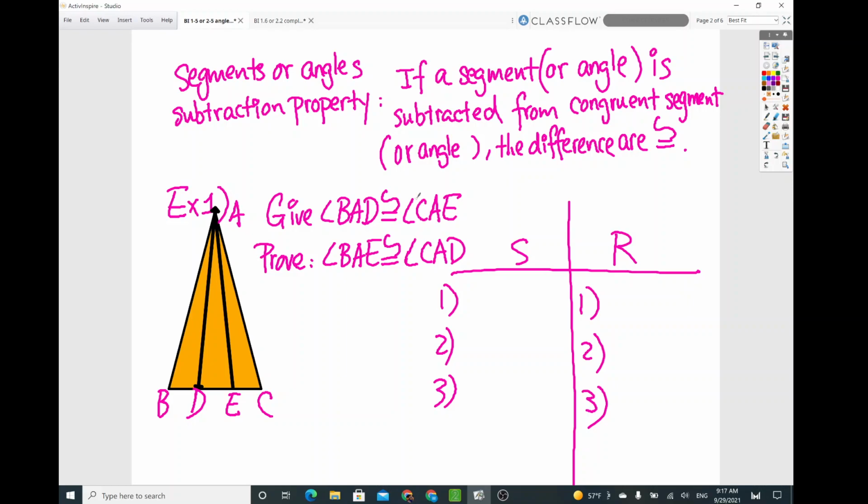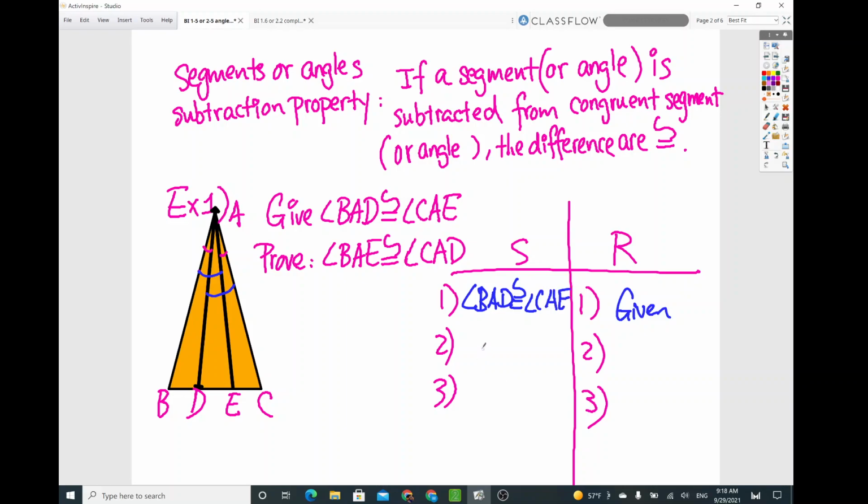Given angle BAD, this one right here, and angle CAE, those two angles are congruent. I put a little tick mark right here. You want to prove that angle BAE is congruent to angle CAD. In order to prove those two angles are congruent, we always need to start with the given. The first statement, the given: angle BAD is congruent to angle CAE.